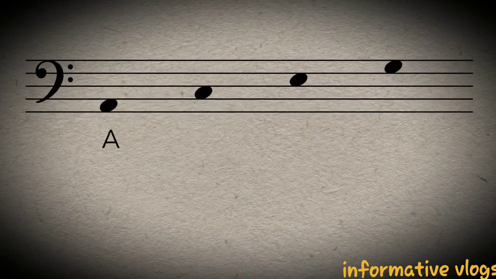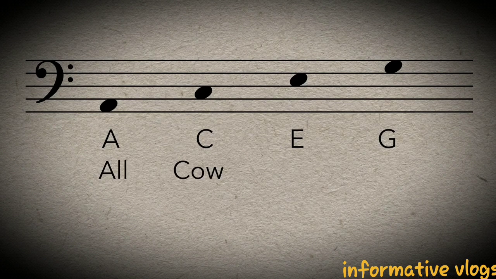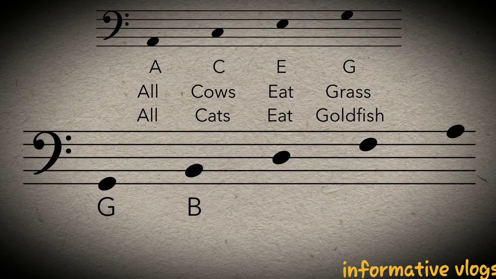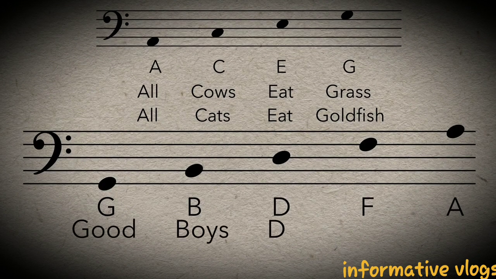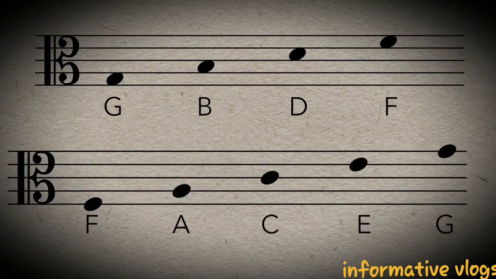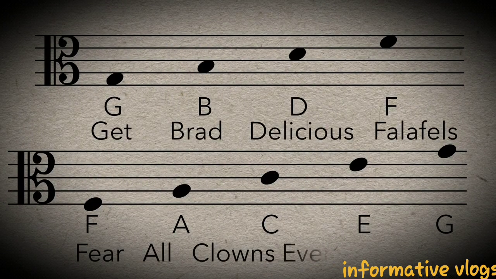For the bass clef, you could use a mnemonic for the spaces like, "All cows eat grass," or "All cats eat goldfish," which they definitely would if given the chance. For the lines, a common option is "Good boys do fine always," but if you happen to find "Great big dragons from Alberta" to be a bit more memorable, that's fine too. Finally, here's a couple of mnemonic options for the alto clef.